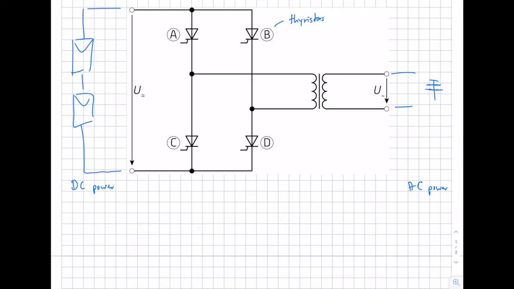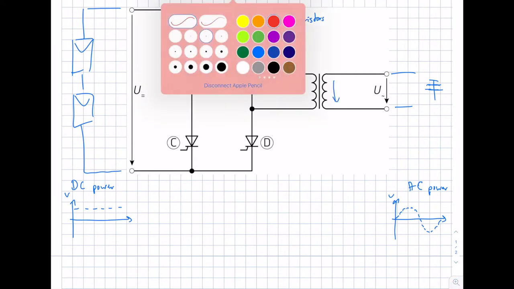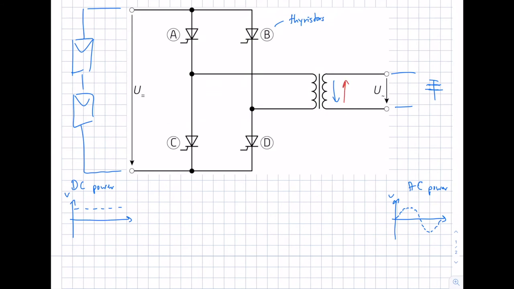A thyristor is a semiconductor element which forces the current to flow in one direction, similar to a diode. But these thyristors can be triggered to let the electrons pass. So what is now the idea? We have this DC power, and what we now need to do is make sure that the electrons move in two different directions. On the one hand, the electrons need to move on the right-hand side from top to bottom, and on the other hand, let's take a different color, from bottom to top. So they need to switch the direction, and that gives us the AC power.